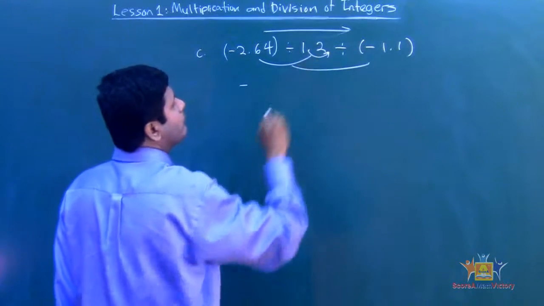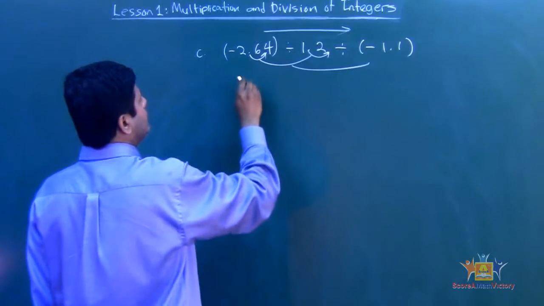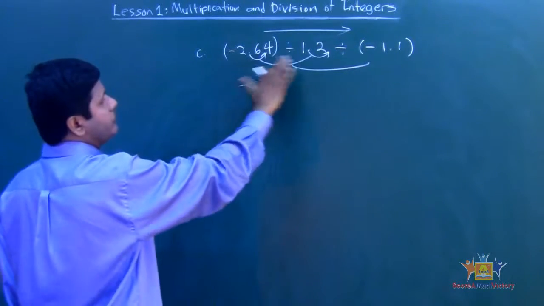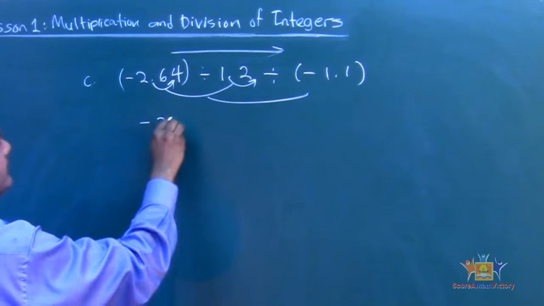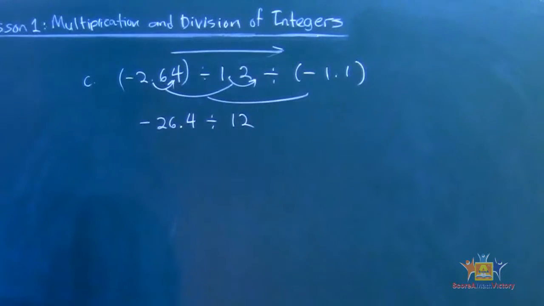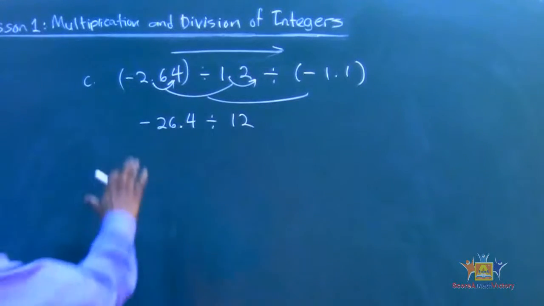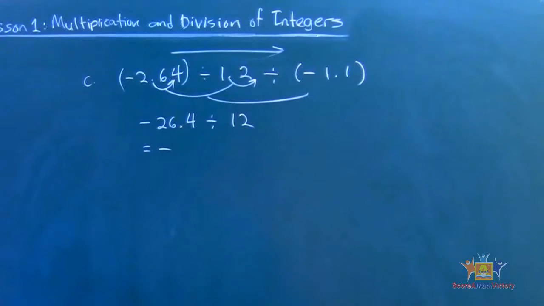So we're going to forget it. We're going to move it once. That means this is also moved once. All right. That means what? Let's rewrite before we take the negative. Okay. Let's just rewrite this. Negative 26.4 divided by 12. All right. Now negative and positive, you just do negative. So you know the final answer is going to be negative.